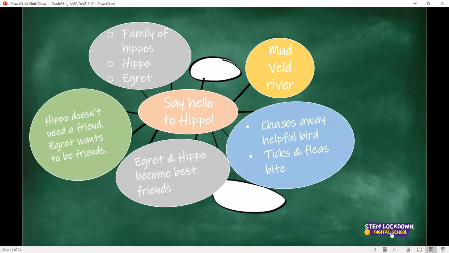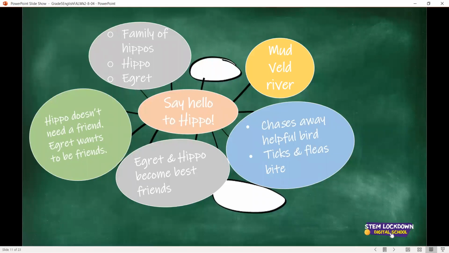Then you have, on the other side, in the blue block, you have the conflict. What happens in the story to change its direction? So it chases away helpful bird, ticks and fleas bite. So those are the two big things that are going to happen in my story. Okay, then resolution is the conclusion, which is the ending. So we'll just say the conclusion. The ending is that Egret, if you look at my light purple block, Egret and Hippo become best friends.